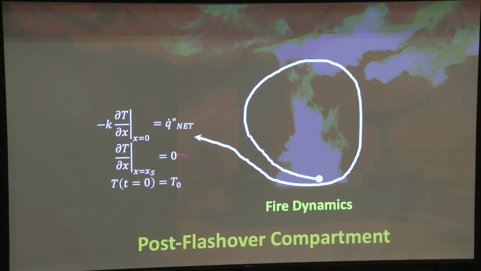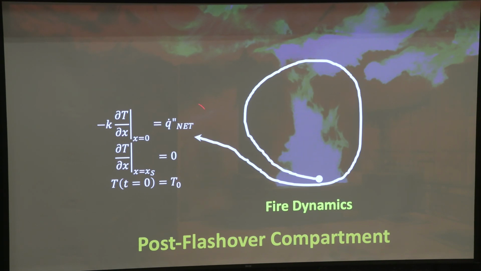Then at the cold side of the wall, the gradient of temperature is 0, so you assume an adiabatic condition at the cold side of the wall, and the initial temperature of the wall is going to be ambient. So you have an initial condition, an outer wall condition that is conservative, and an inner wall condition that basically gets this heat flux from the fire dynamics, okay?